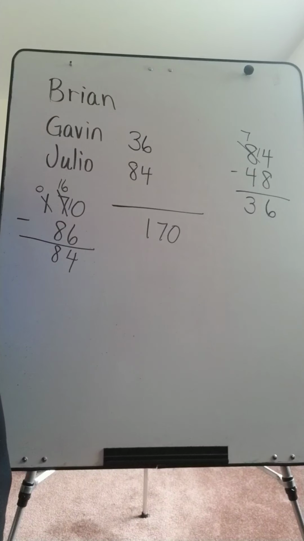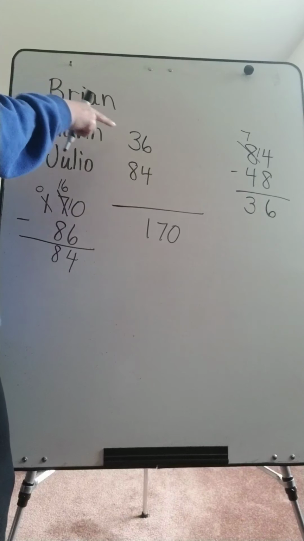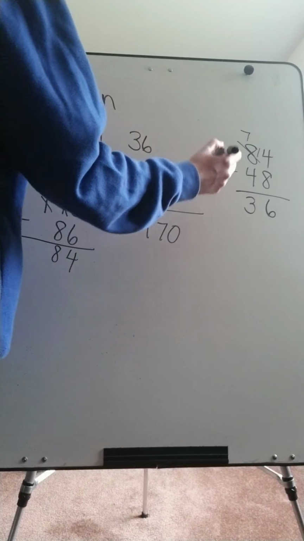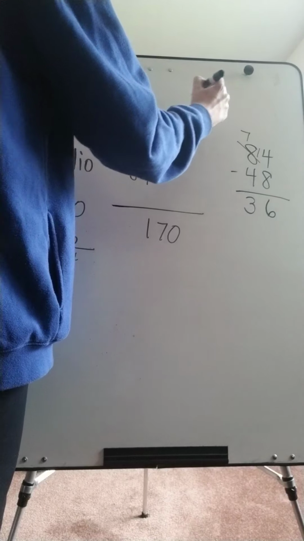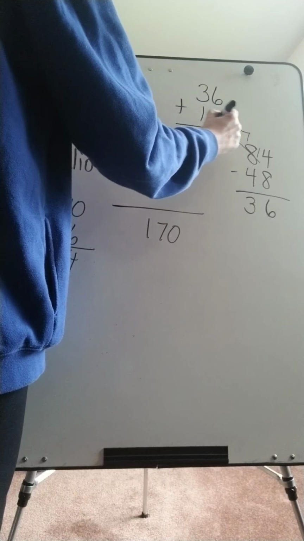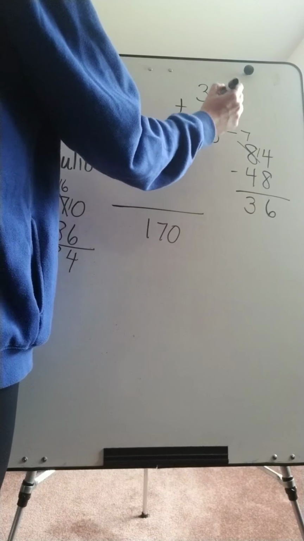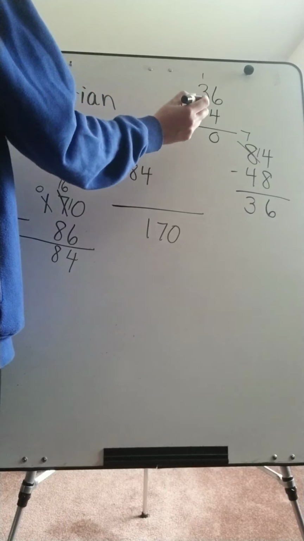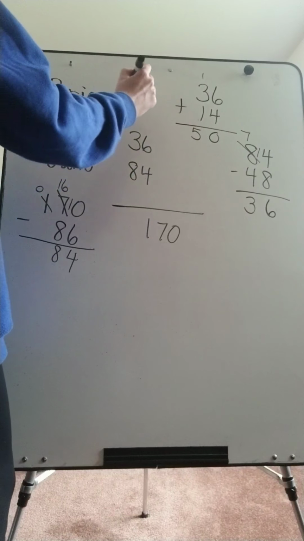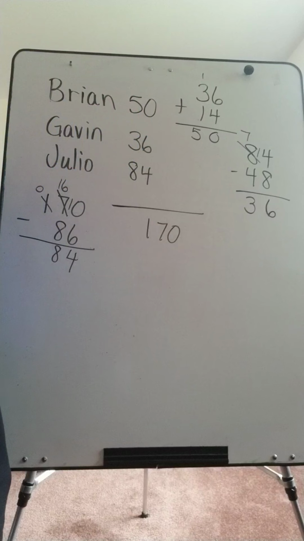Now we can go back and figure out Brian's because it tells us that Brian's number is 14 more than Gavin's. So we're going to take Gavin's number of 36 and we're going to add 14. 6 plus 4 is 10. 3 plus 2 is 5. So Brian's number is 50.